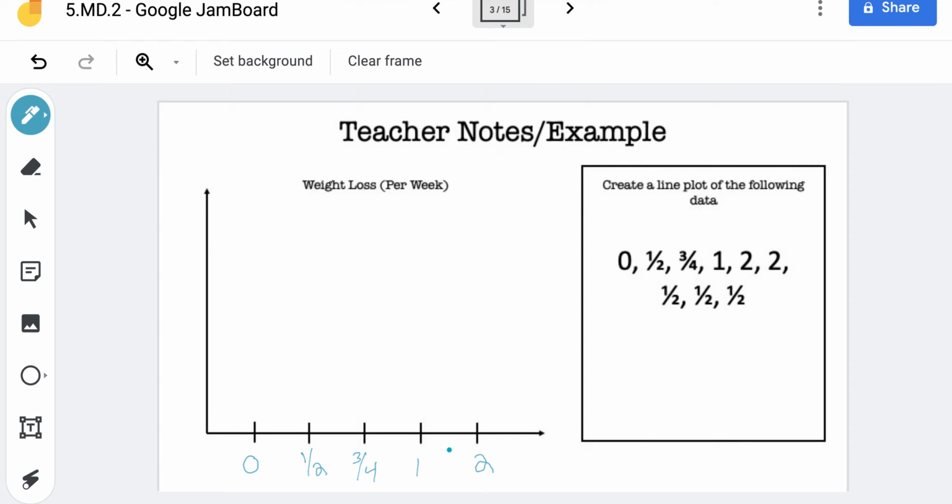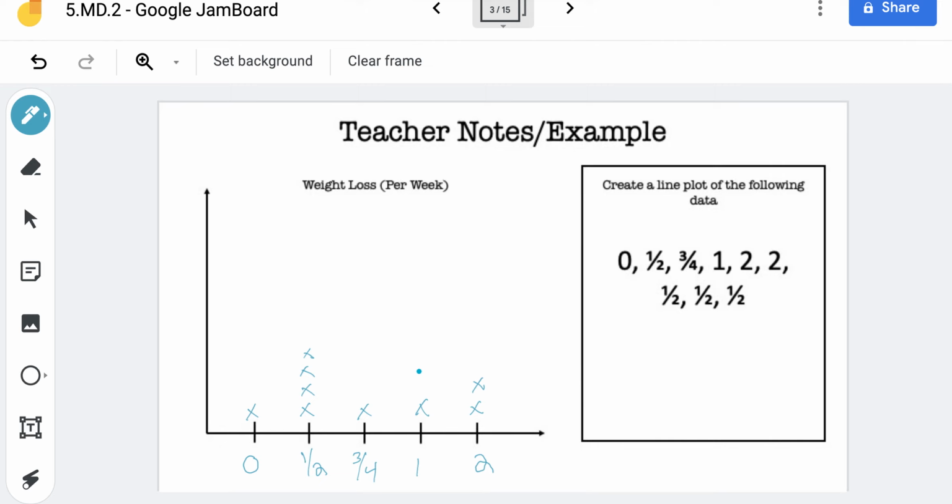So now let's just make an X for every one of these values. So 0 occurred 1 time, so we're going to put just a little X right there. And a half occurred, looks like 1, 2, 3, 4 times. So we're going to have 4 X's, 1, 2, 3, and 4. And then 3/4 looks like it happened 1 time, so that's going to be 1. And then 1 occurred 1 time. And then finally 2 happened twice. So 1 and 2. And there it is.